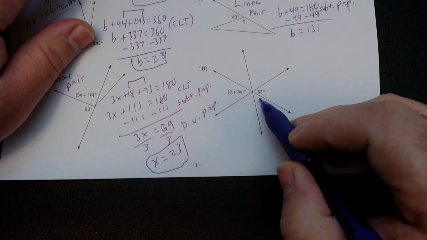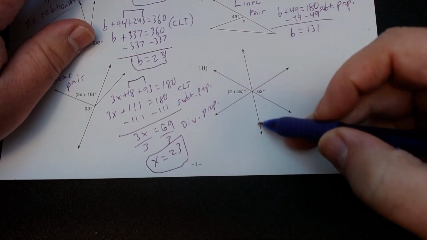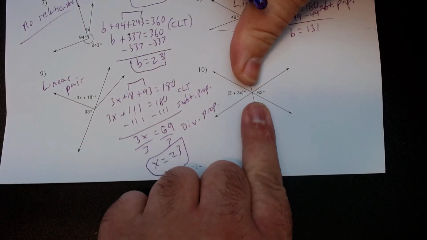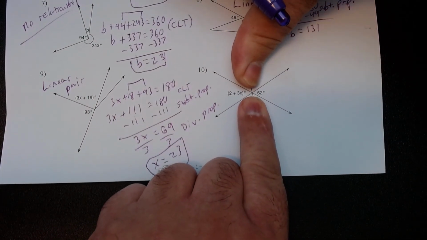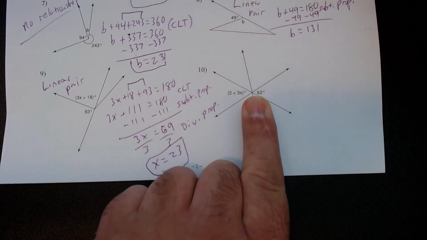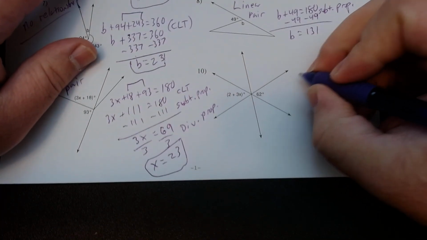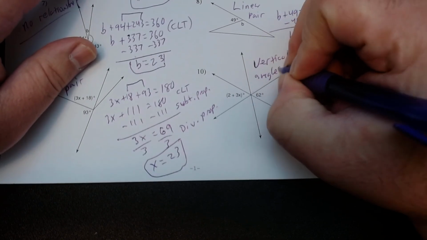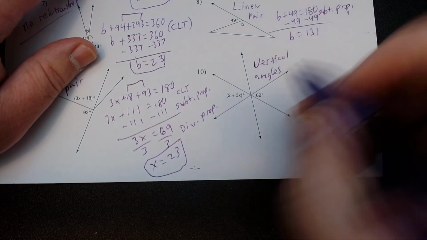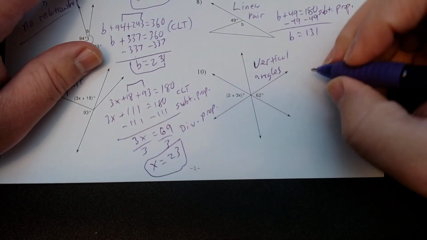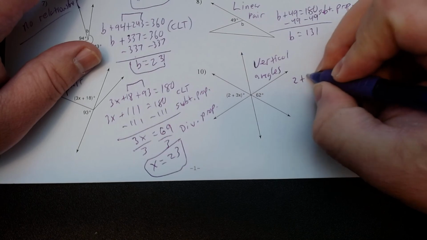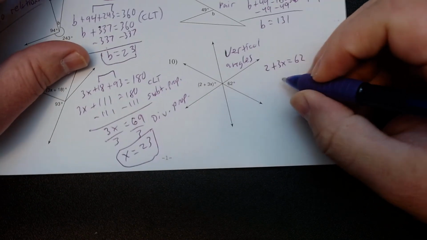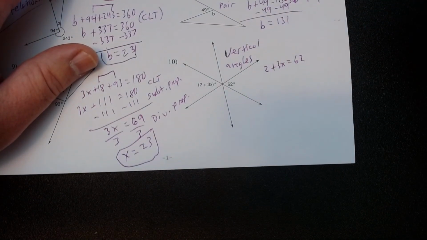Number 10, this line that cuts across the vertex is doing absolutely nothing again. If I cover that up, it does not change that those angles that I care about are vertical angles. So I'm going to write vertical angles for my relationship of what's going on with these two angles I care about. And then you have 2 plus 3x equals 62 because of the vertical angles and what they do.